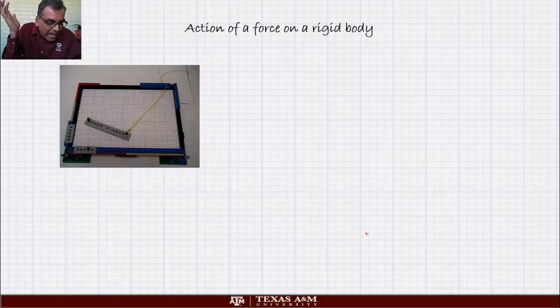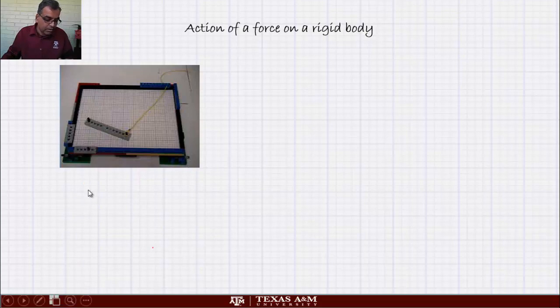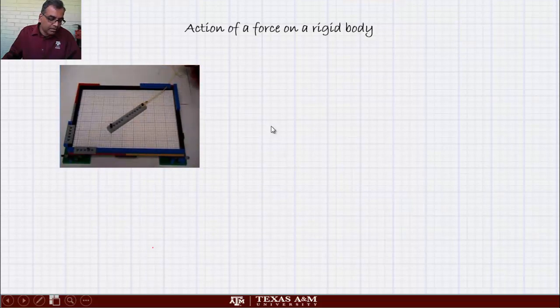So what actually does a force do to a rigid body? I'm going to show you a little video to explain what happens. I have a small rigid body here, and I'm going to apply a force to it. Before I do that, what do you think will happen? Think about it for a second and you will see. I'm going to pull that. When I pull it, you can see what happens, right? Of course, it's moving.